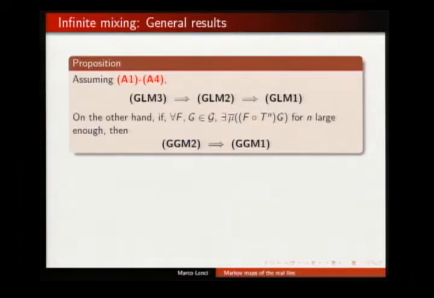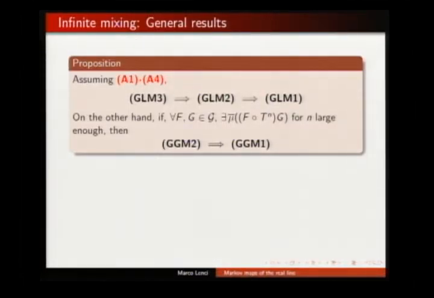Okay, so as you could see from the previous slides, there is a hierarchy of definitions for global-local mixing. This is a uniform version of that. This is a weak form of that. So you have this chain of inequalities.